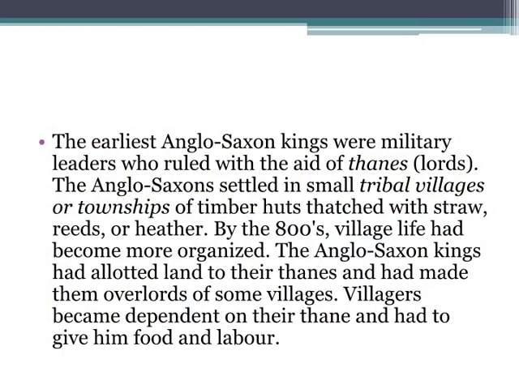The earliest Anglo-Saxon kings were military leaders who ruled with the aid of thanes, lords. The Anglo-Saxons settled in small tribal villages or townships of timber huts thatched with straw, reeds, or heather. By the 800s, village life had become more organized. The Anglo-Saxon kings had allotted land to their thanes and had made them overlords of some villages. Villagers became dependent on their thane and had to give him food and labor.